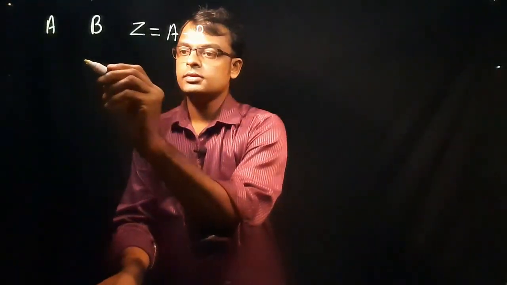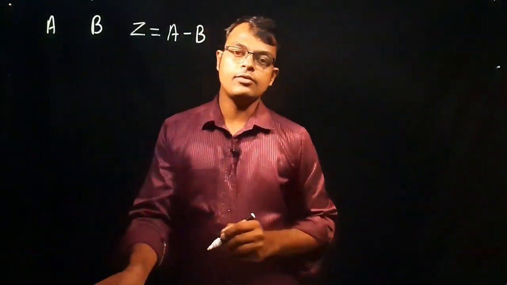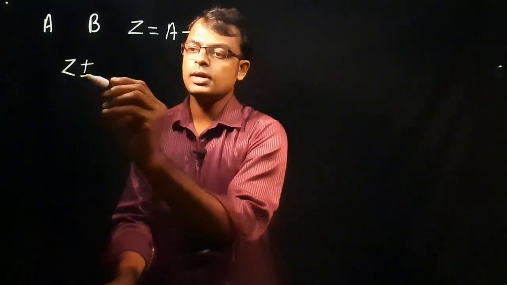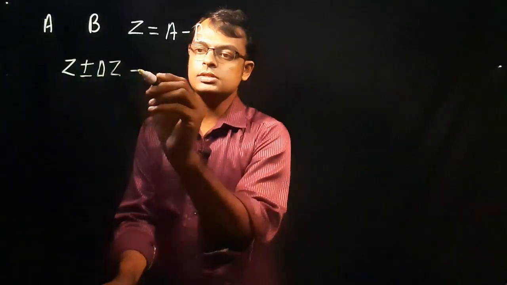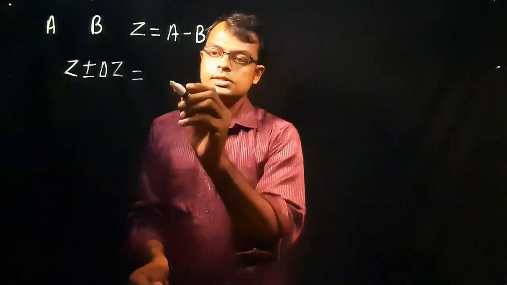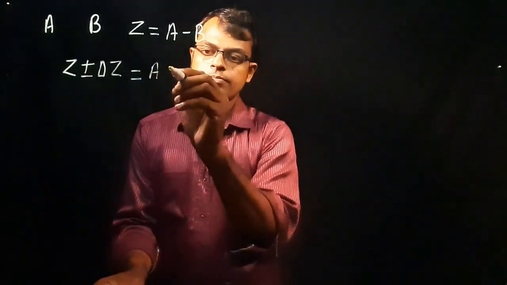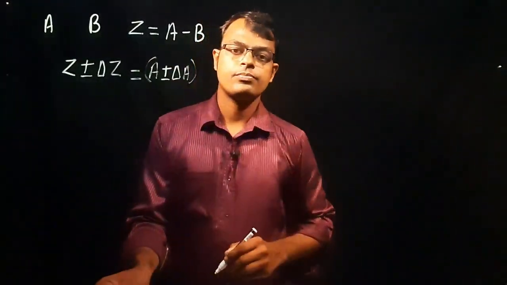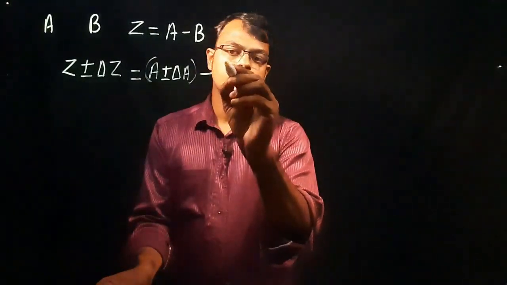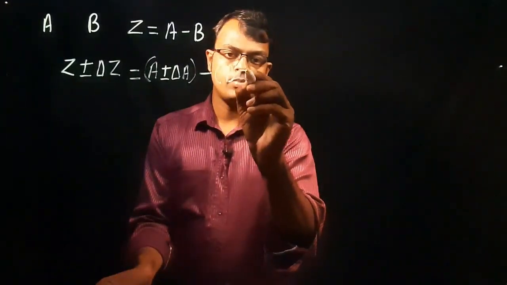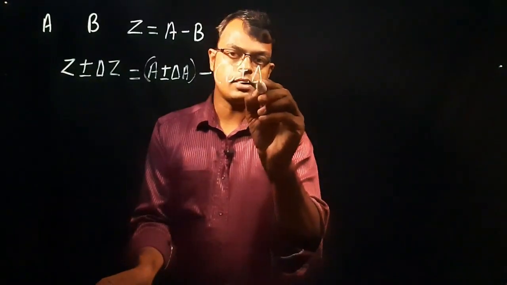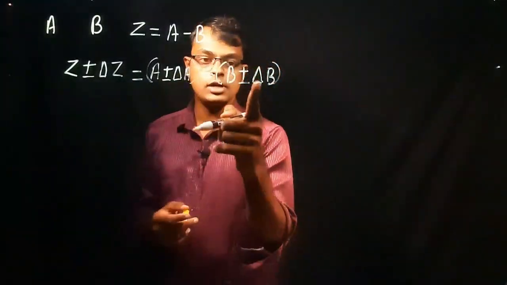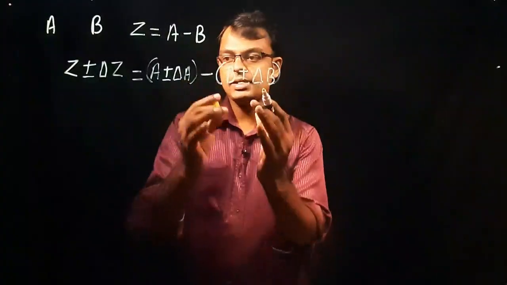So I can write here, what is the error in the final result? Z plus or minus delta Z is equal to, what is the error in the first measurement? A plus or minus delta A, in brackets, minus, in brackets, B plus or minus delta B. So this is the way we are going to subtract two physical quantities including the errors. So we are going to combine these errors in the final result.